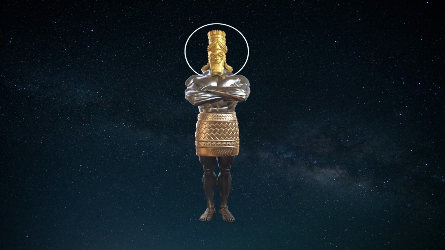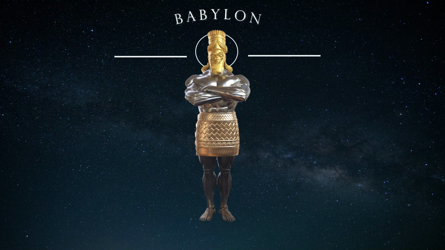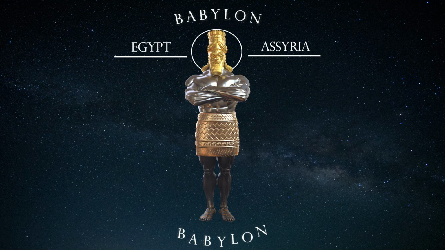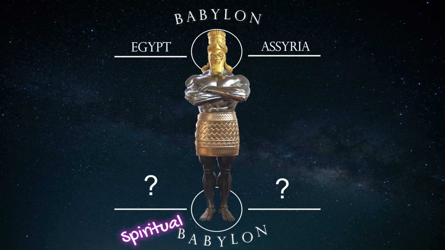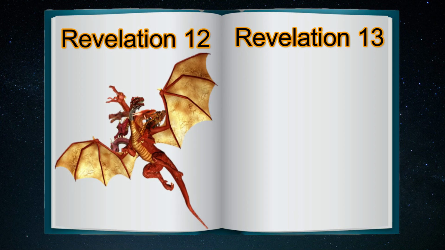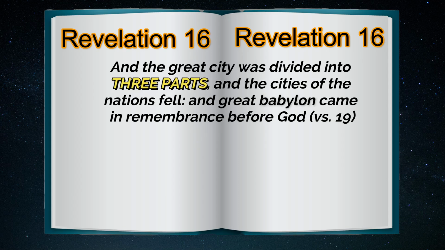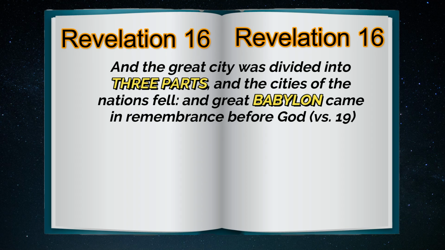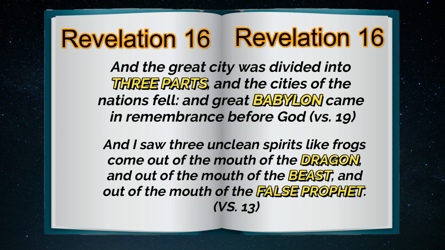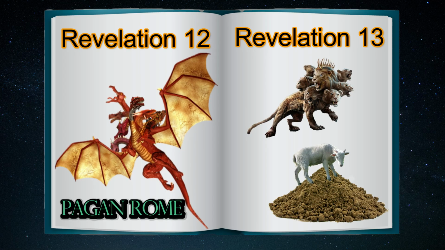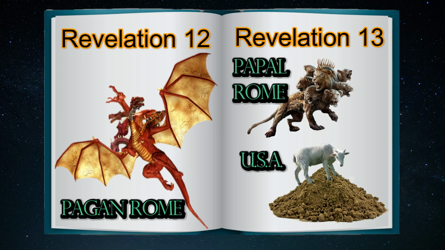Now, understand this concept here. Just like at the top of the image, you have literal Babylon, which was silently accompanied by 2 other world powers. Here at the bottom of the image, you have spiritual Babylon, which is also accompanied by 2 other world powers. All 3 powers of spiritual Babylon are seen in Revelation 12 and 13, which features a dragon, the beast, and the false prophet, which is also the lamb-like beast that came out of the earth. Revelation calls these 3 powers Babylon. However, we refer to them as spiritual Babylon. And this Babylon consists of 3 powers: pagan Rome, papal Rome, and the United States of America.